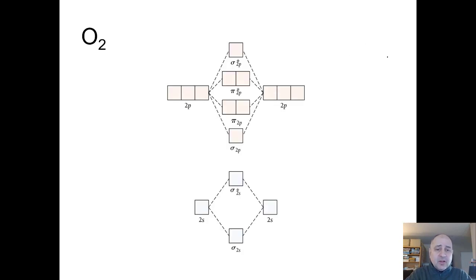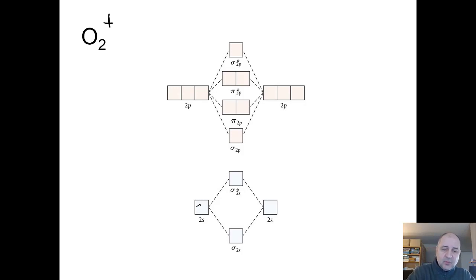Alright, so let me go back to this. The reason I left that blank is to show you what happens if we have, let's say, a radical. So we could actually have something like O2 plus. I might ask you to do that on a quiz. All that means is that we have one less electron.